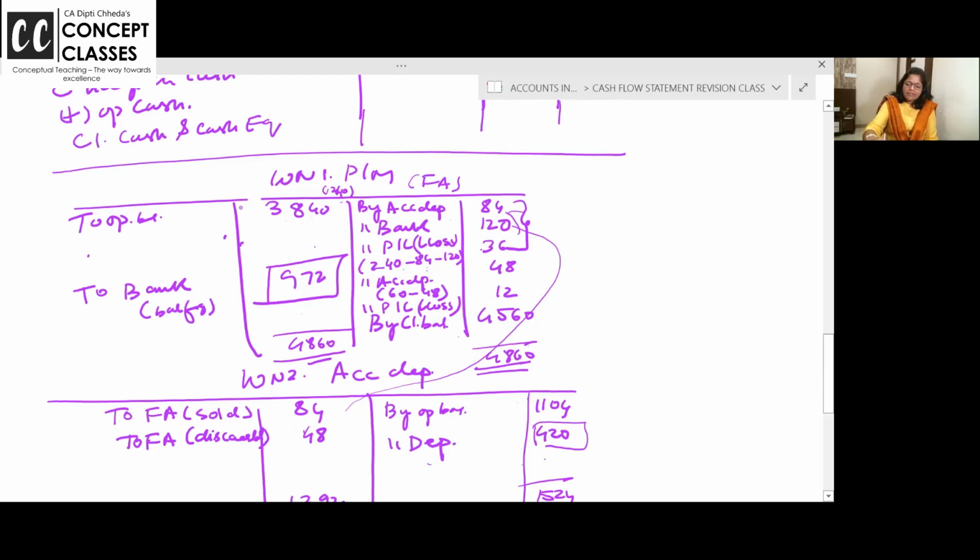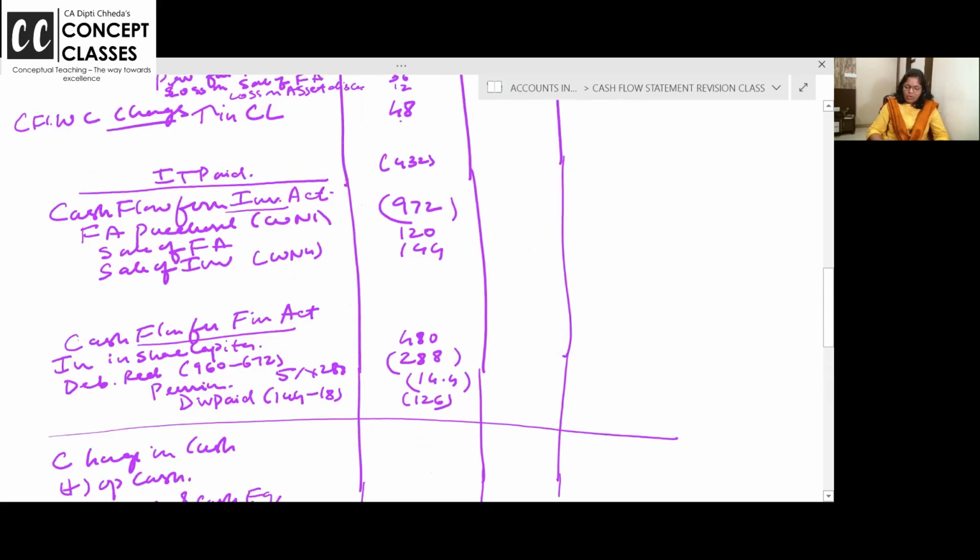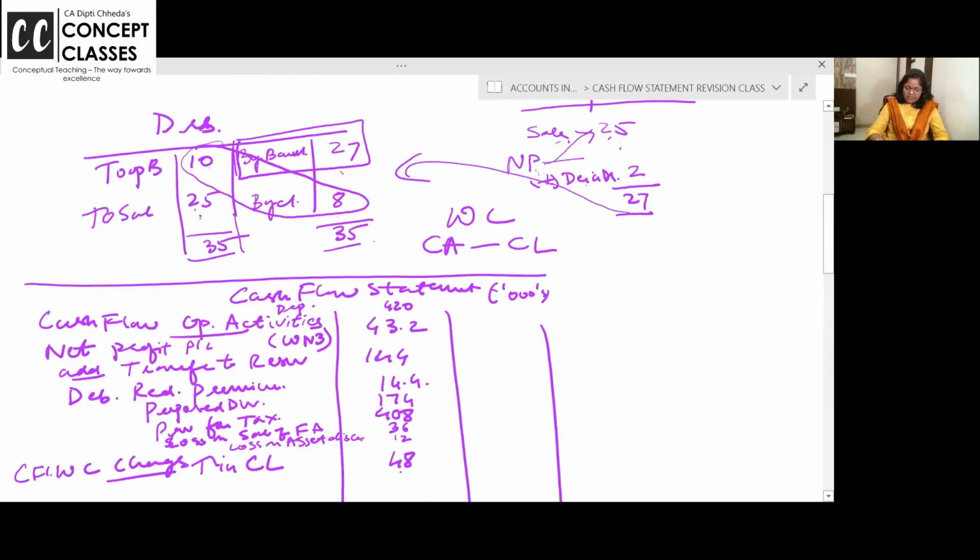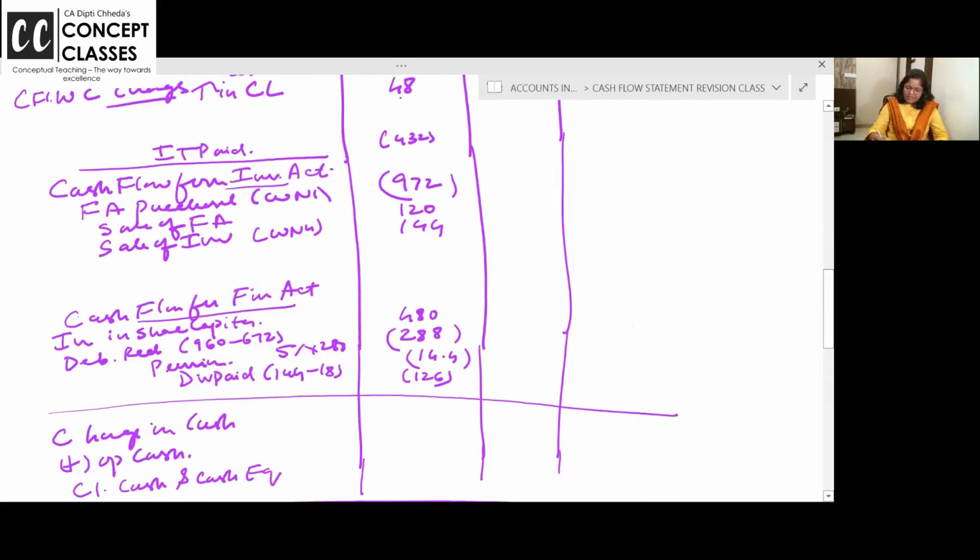And 972 plus 48. So purchase of fixed asset, you make it at 1020. Please make change in the purchase of fixed asset as 1020 and also change it in your investing activity. 1020 outflow. Chalo, next. Adjustment.